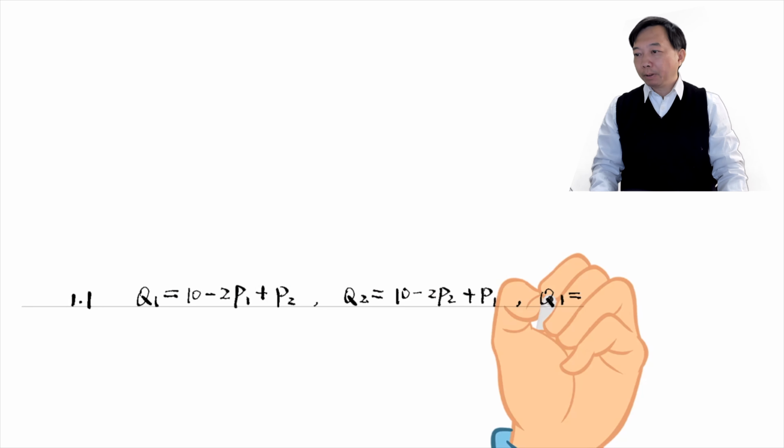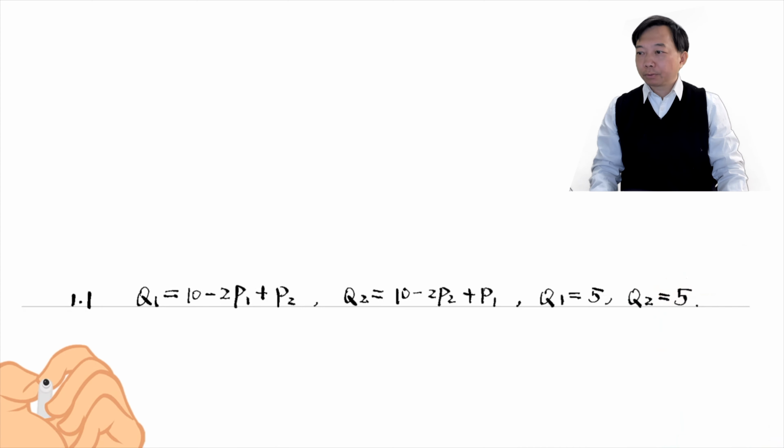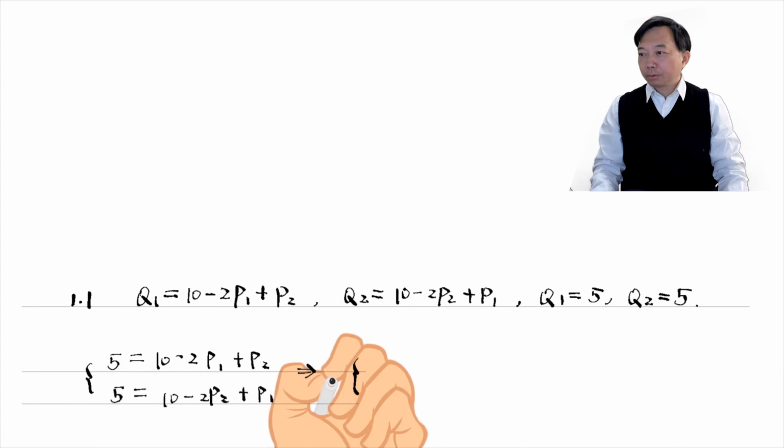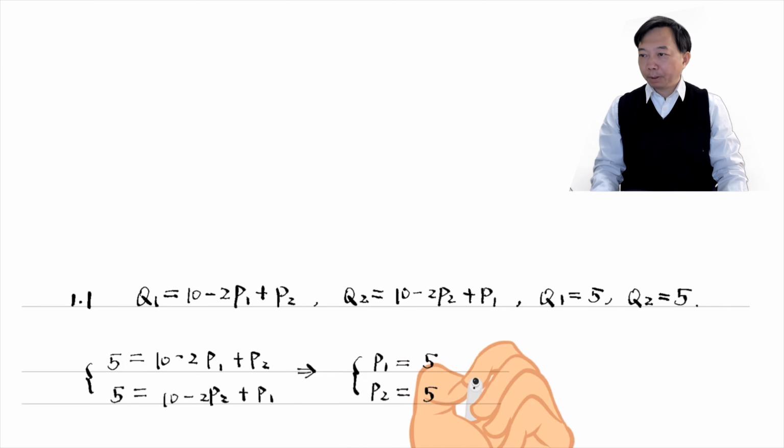We have the equilibrium quantities of the two goods. We have two equations for two unknowns. We can solve for the equilibrium prices of the two goods.